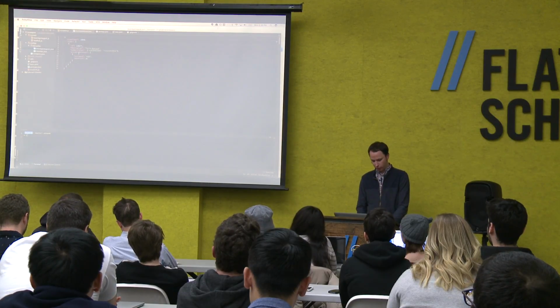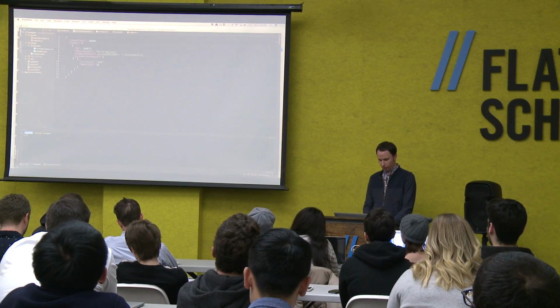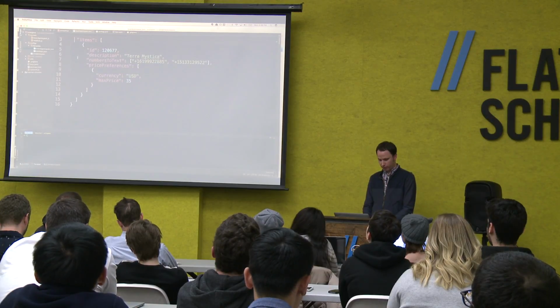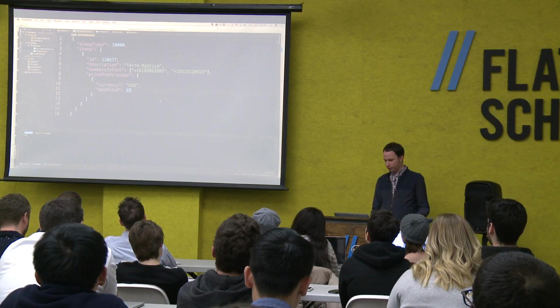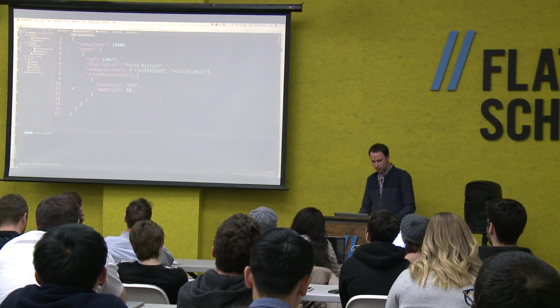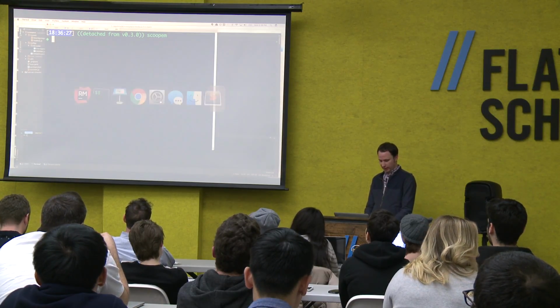And each camel has its own configuration. So, for example, here's a configuration for a board game. We want to buy Terra Mystica at $35 or better. Cool, so let's go ahead and run this.